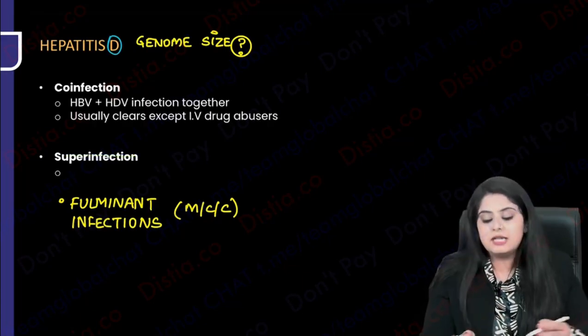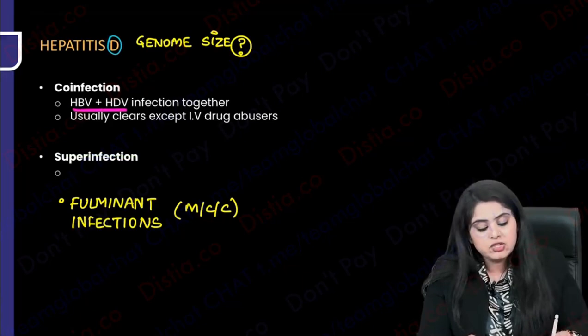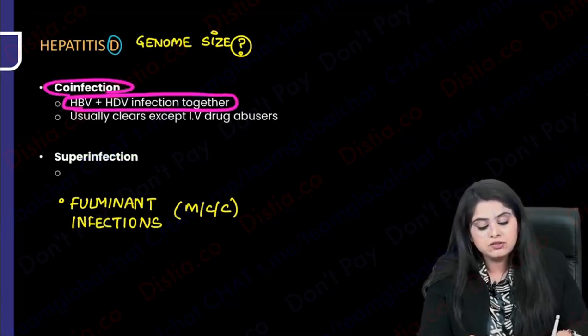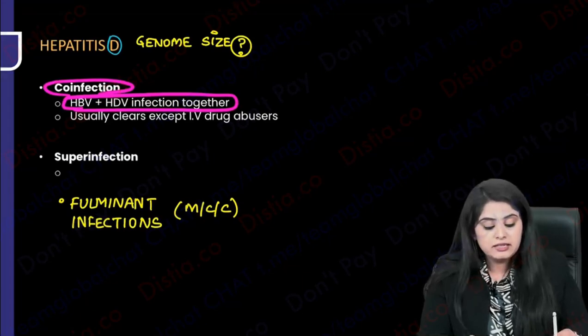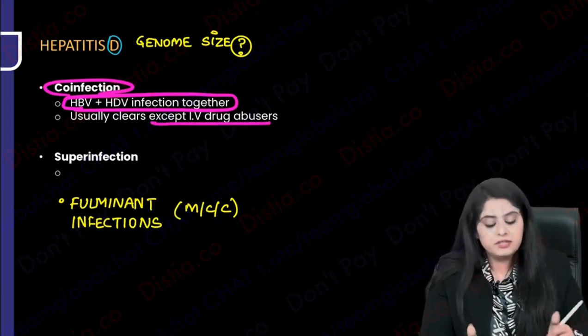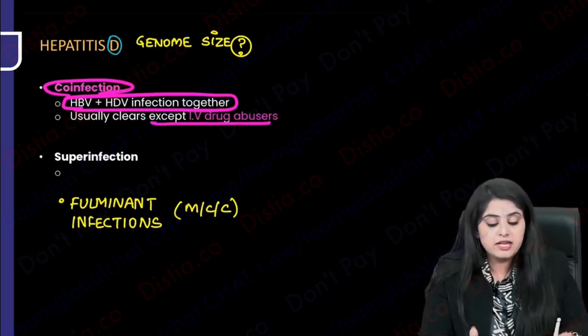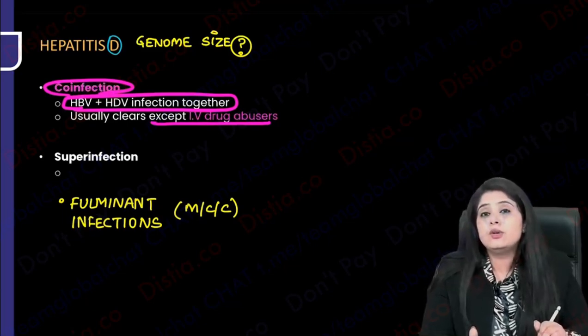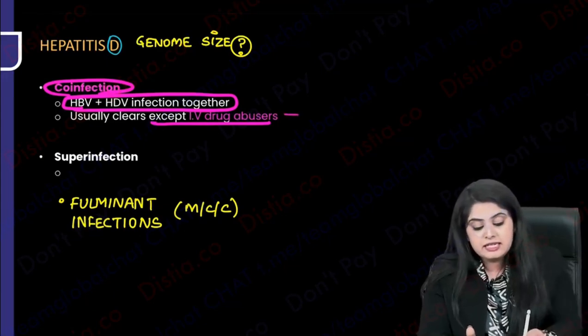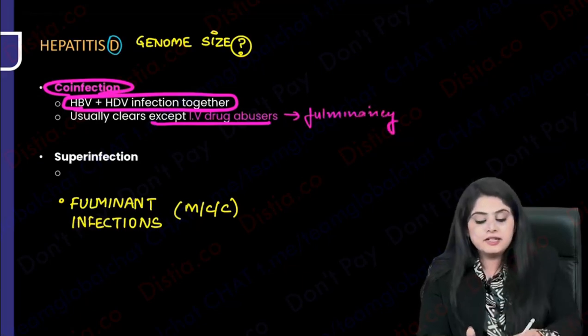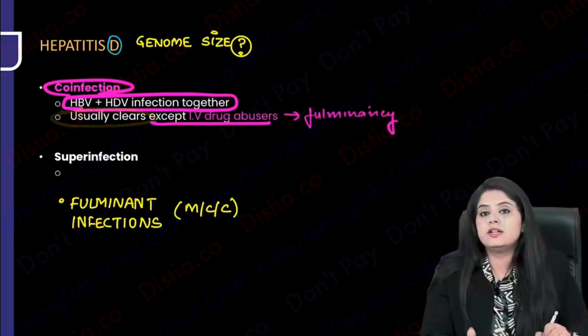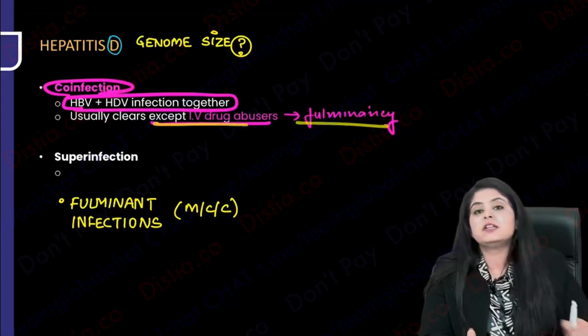So remember, if hepatitis B and D infection occurs together, that is known as co-infection, and this is usually going to clear off. But in which scenario is it very deadly? In the case of IV drug abusers. This is something you very commonly see in IV drug abusers, and over there it results in a co-infection. That is when I will say it can result in fulminancy. Otherwise it is not the one that is going to result in fulminancy. It can clear off quite easily, but in IV drug abusers, it can cause fulminancy.